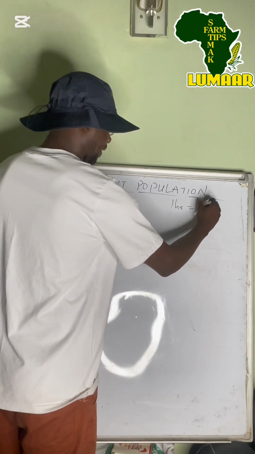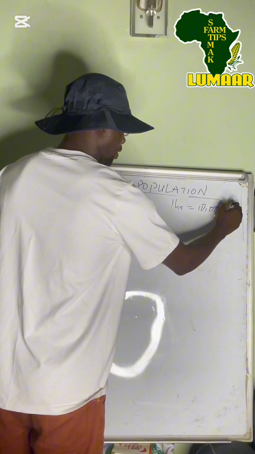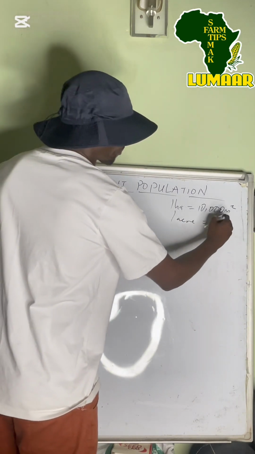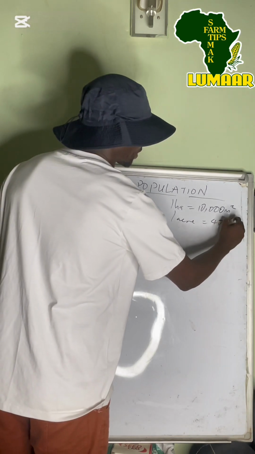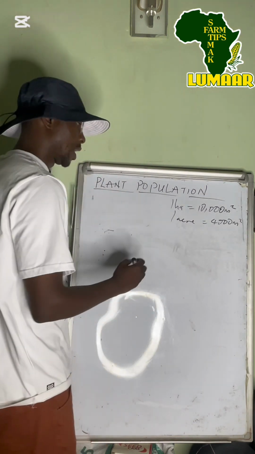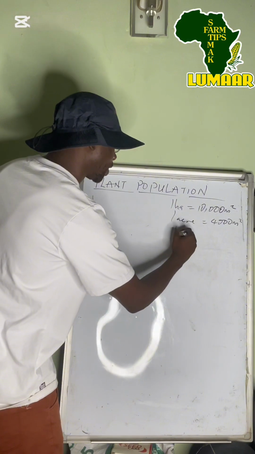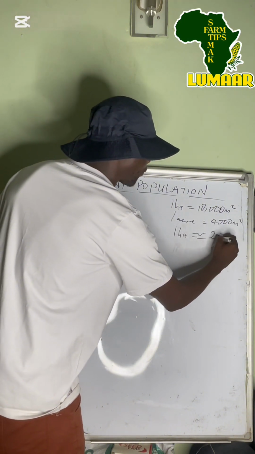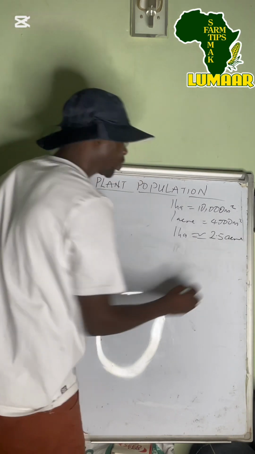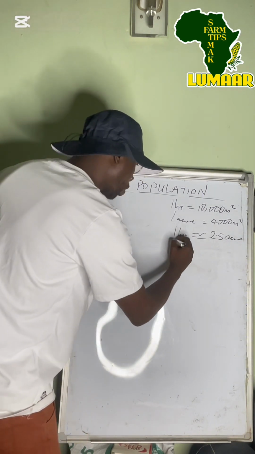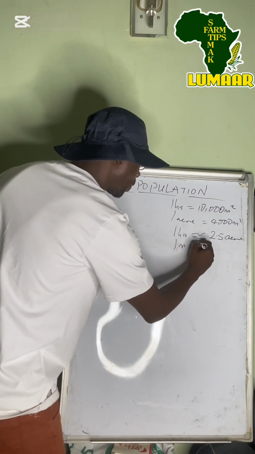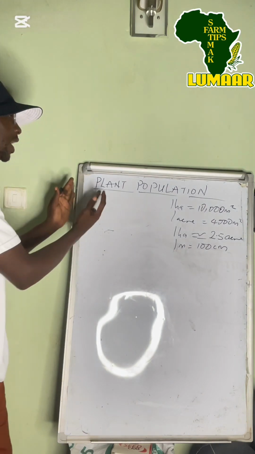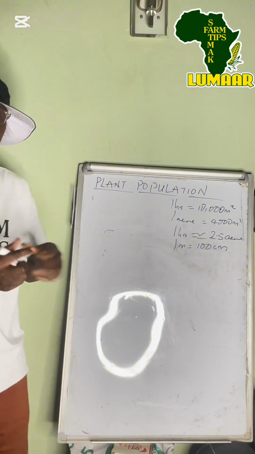Is equal to 10,000 meters square. Now, 1 acre is equal to approximately 4,000 meters square. At the end of it, you will discover that in 1 hectare, you will have approximately 2.5 acre. Are we together? And then you will also know that 1 meter is equal to 100 centimeter. We need to put this in place so that whatever calculation I'm doing, you will understand with me.